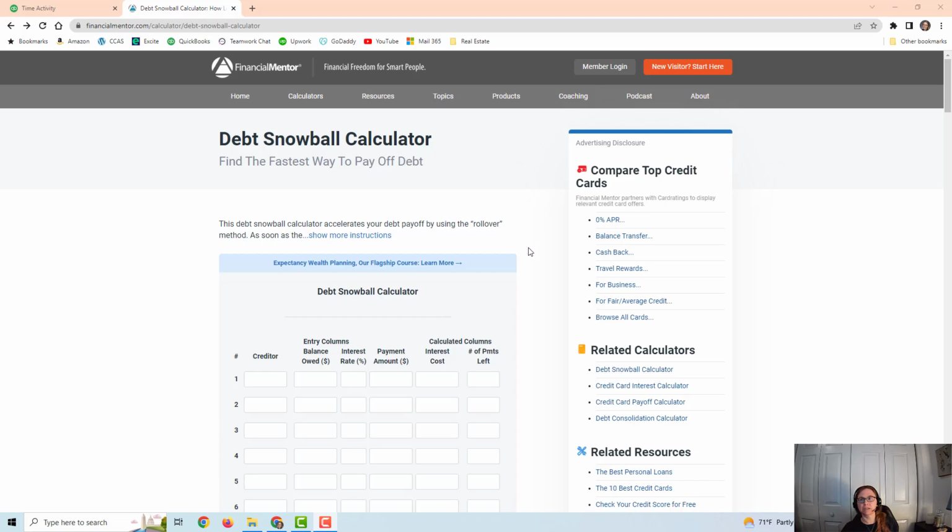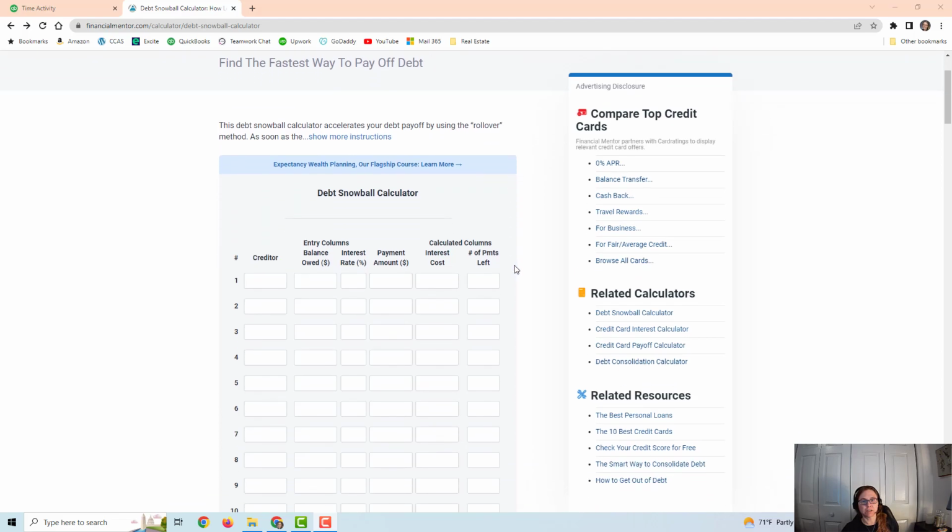There's a lot of really good information on this website. I haven't explored all of it, but this is a really good place to start if you are in debt and you want to make a plan to pay it off. This calculator can be very helpful. So I'm just going to put in an example so you can see how it works.